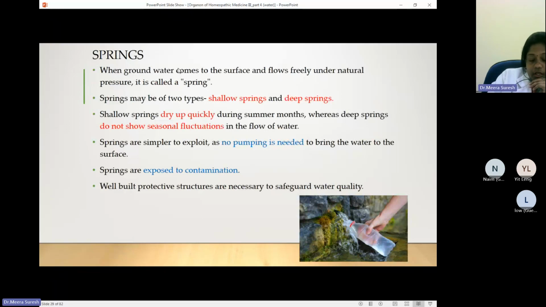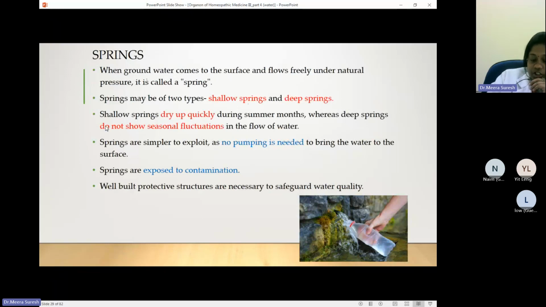Then the last source of the groundwater is actually springs. When groundwater comes to the surface and flows freely under natural pressure, it is called a spring. The mineral springs, many of our medicines we have from the mineral springs, you know that its opening will be there and the water is actually coming out from the ground. So springs may be of two types, shallow springs and deep springs.